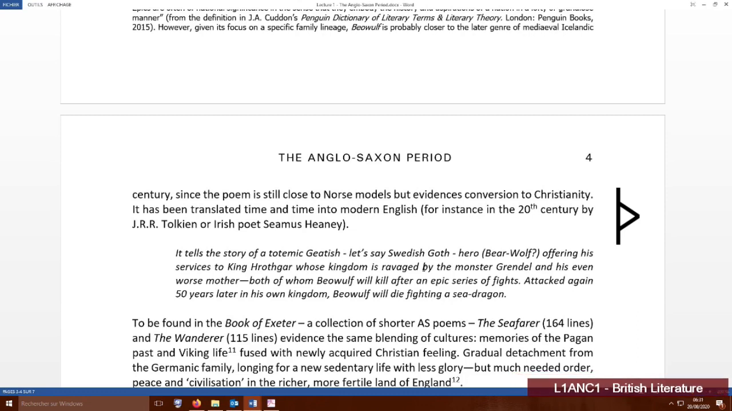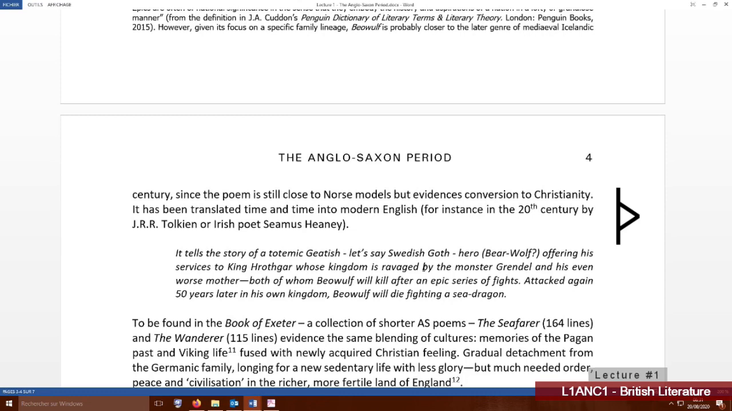I won't tell you the whole story, but I can try and summarize it. It tells the story of a hero, of course, a Geatish hero. That would be, okay, let's call that Swedish Goth. The hero's name is interesting. It's probably Beowulf, the bee-wolf. It's typical of pagan culture where warriors try to associate with animals in order to acquire their qualities, the strength of the bear, maybe the cunning of the wolf, something like this.